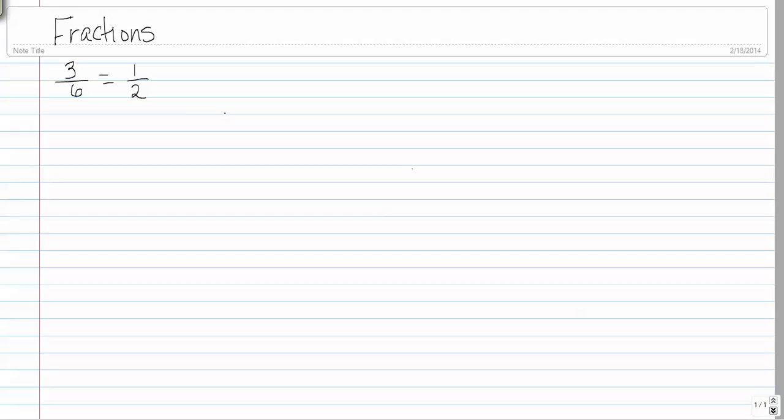All right, another example, if you had 15 over 20, okay, the largest number that divides evenly into 15 and 20 is 5. So we're going to divide each by 5. 15 divided by 5 is 3. 20 divided by 5 is 4. So 15 over 20 simplifies to 3/4. So that's how you simplify fractions. Now let's move on to multiplying.